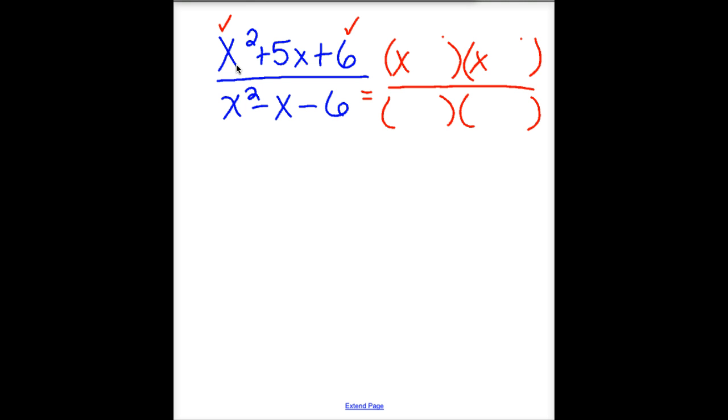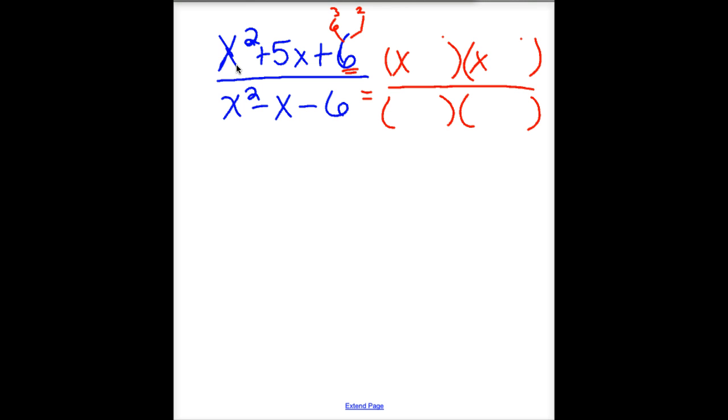And the only way we can get a 6 is either with a 2 and a 3, or with a 6 and a 1. So we have two options for ending our expansion over here. We could choose 6 and 1 or 3 and 2. That's the only things that multiply to equal this 6.